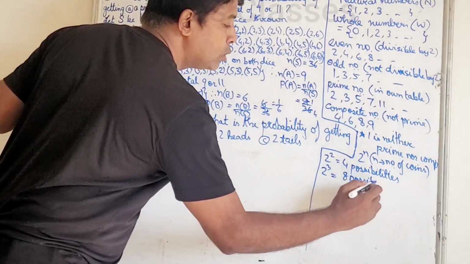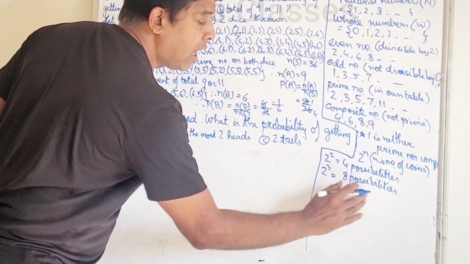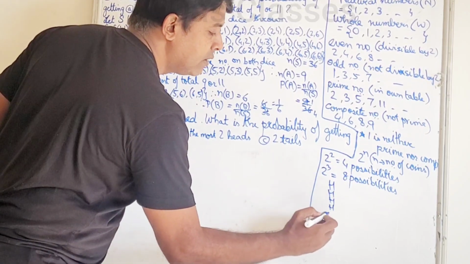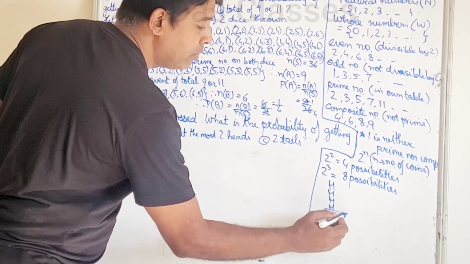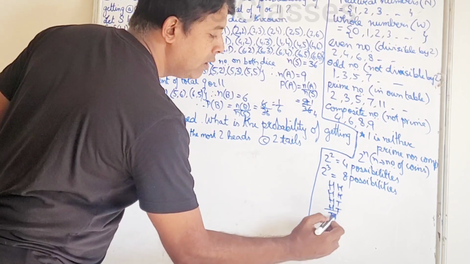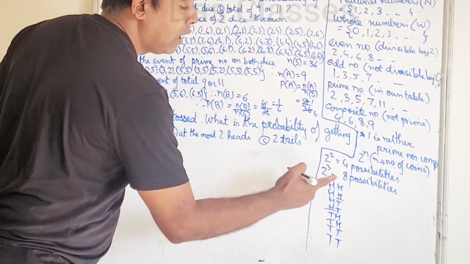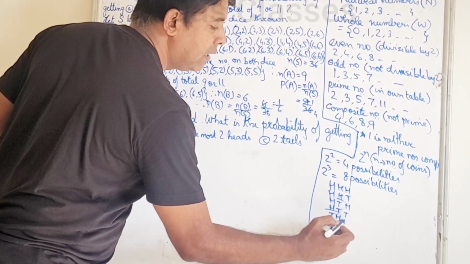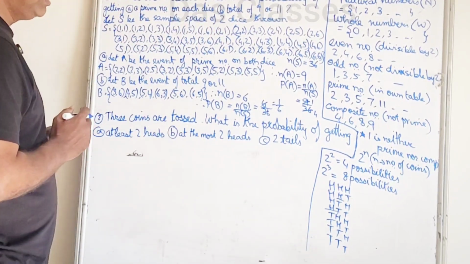Now how do you write those possibilities? Take the half of 8. Half of 8 is going to be 4 heads, 4 tails. Now half of 4 is 2, so again 2 heads, 2 tails, 2 heads, 2 tails, and half of 2 is 1, so it's going to be head, tail, head, tail, head, tail, head, tail. So this is going to be the sample space.